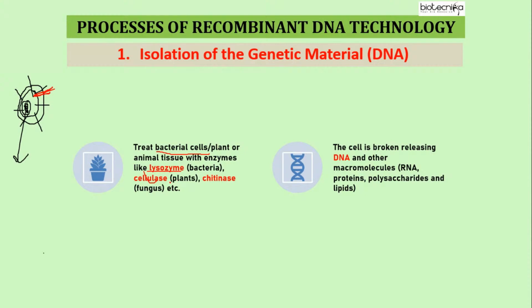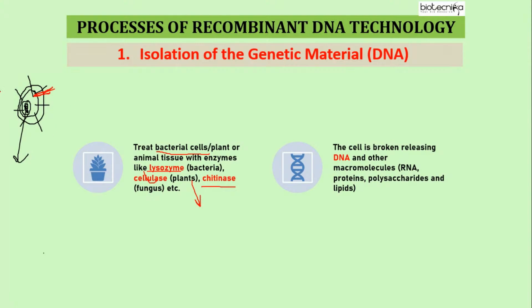So if you are using the plant cell, you have to use the cellulase enzyme. Why cellulase? Because plant cells are made up of cellulose. So the plant cell wall is made up of cellulose. So the enzyme that will be used to digest this cellulose will be cellulase. And if fungus, you all know that the fungal cell wall is made up of chitin. So what will you use? You will destroy this cell wall of fungus, that is chitin, with the help of chitinase enzyme.